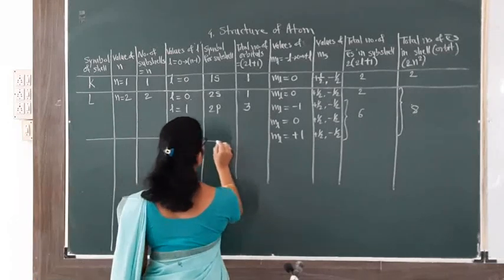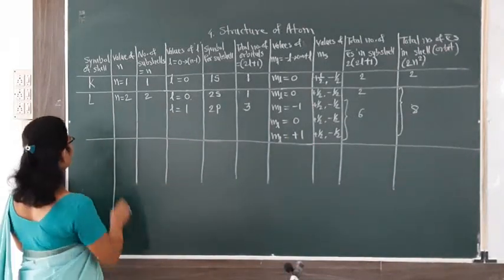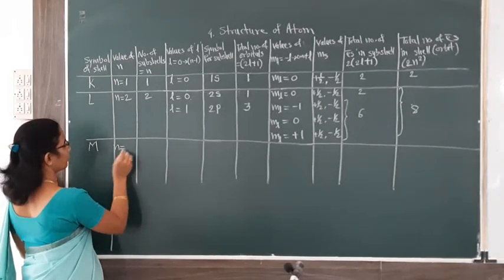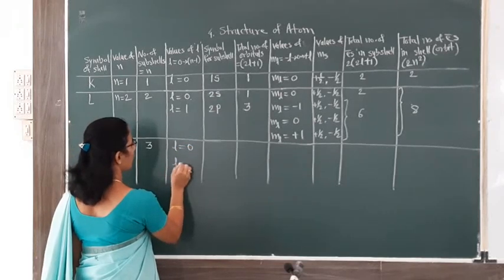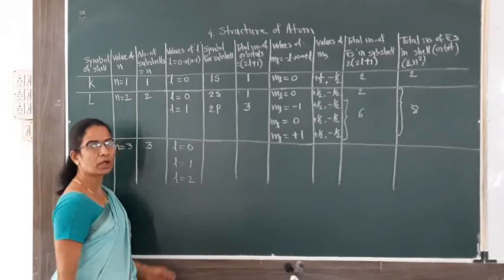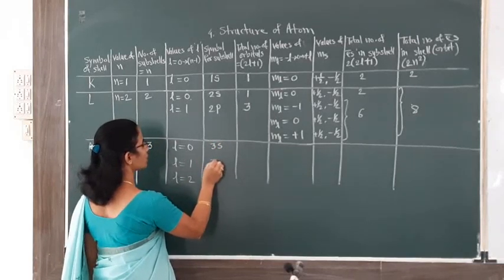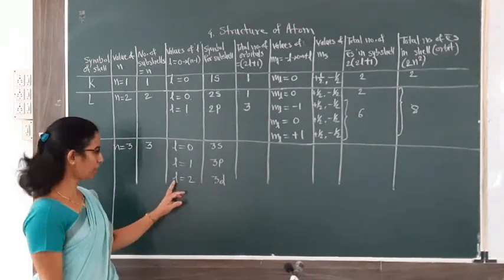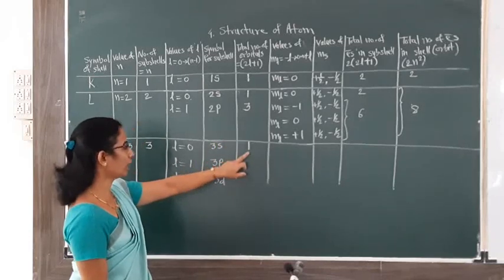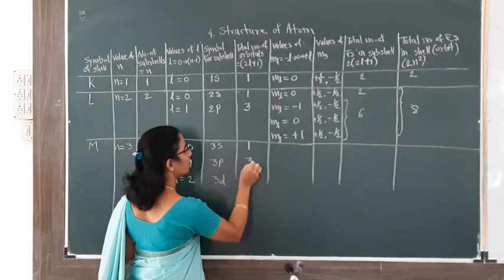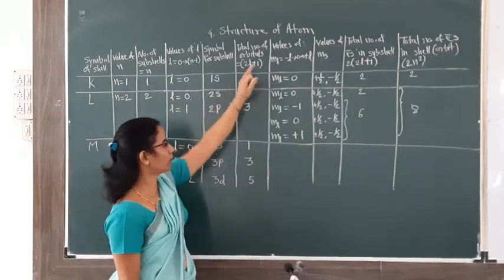Similarly, you can find the possible values of all the quantum numbers for the M shell. Now the M shell indicates n is equal to 3 and therefore the number of subshells is 3. So here the values of l again start from 0 and end at n minus 1, that is 3 minus 1, that is 2, and therefore those subshells are named 3s, then 3p and 3d, because l equal to 2 indicates the d subshell. Here again, with the help of this formula you can find the total number of orbitals: 1 for s subshell, 3 for p subshell, and 5 for d subshell. 2 into 2 plus 1, that is 5.